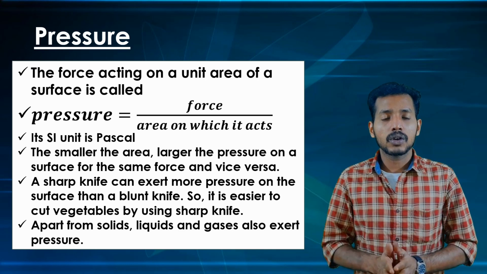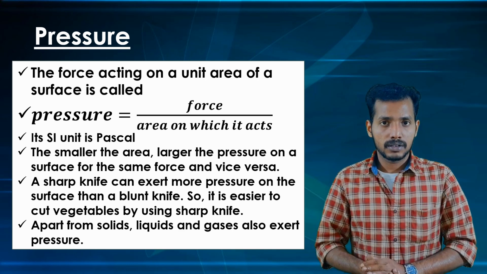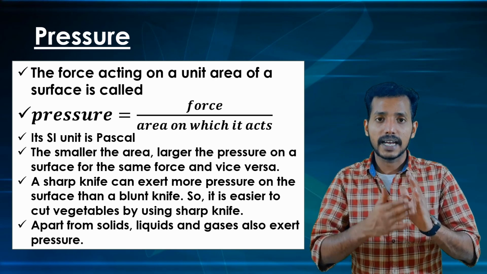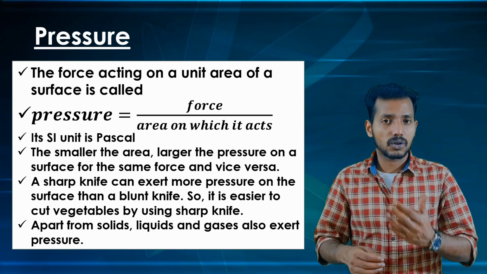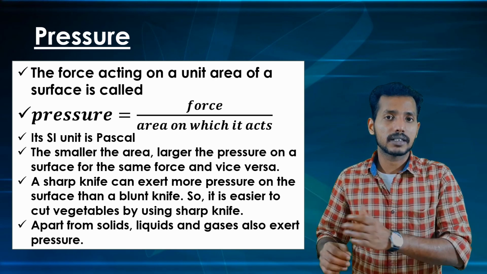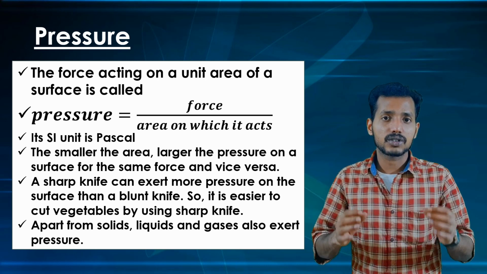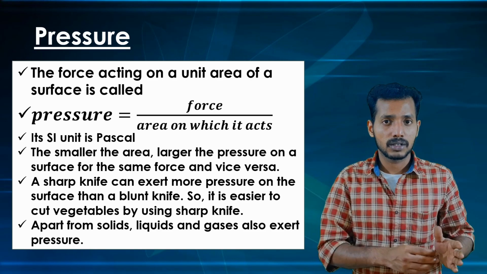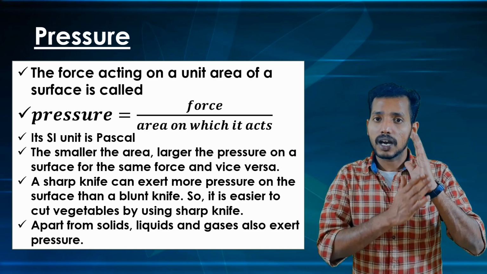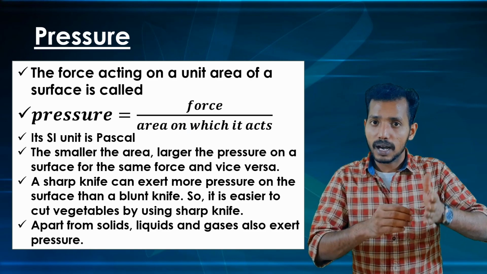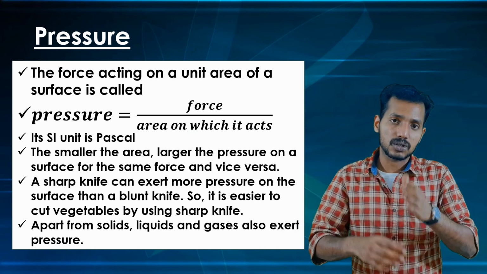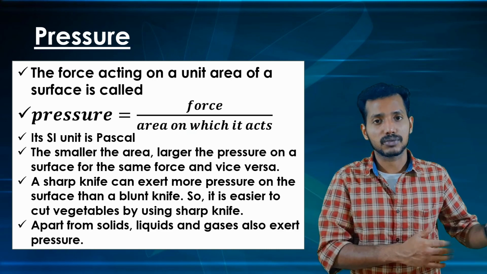The same thing you can observe in the case of a knife. If you try to cut vegetables with a blunt knife, that means the edge is not sharp, you can observe that it is very difficult to cut. But if you use a sharp knife, you can easily cut the vegetables. This is due to the sharp edge: the entire force is applied on a small area, so the pressure increases, and you can easily cut vegetables and fruits as well.